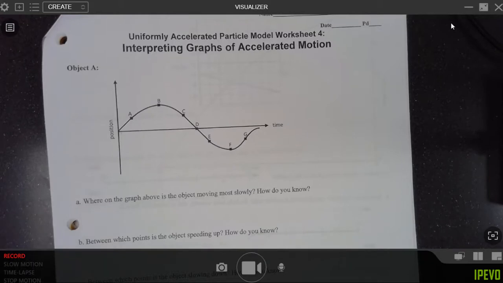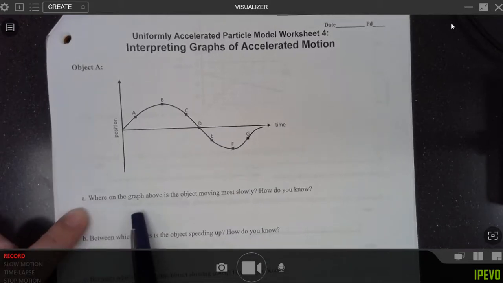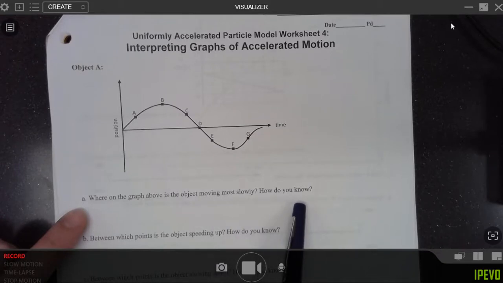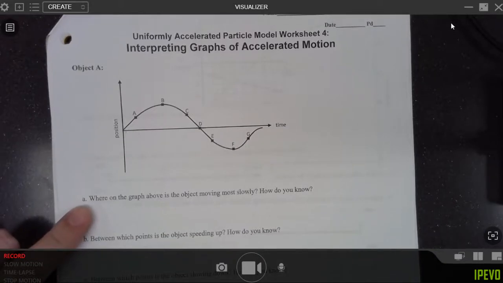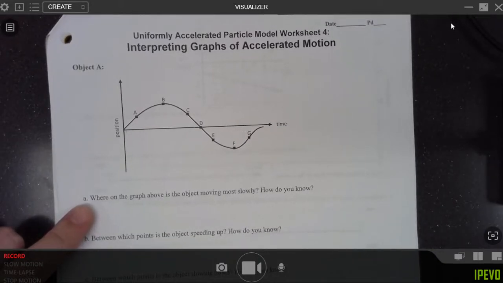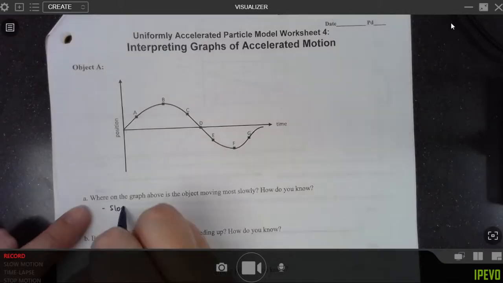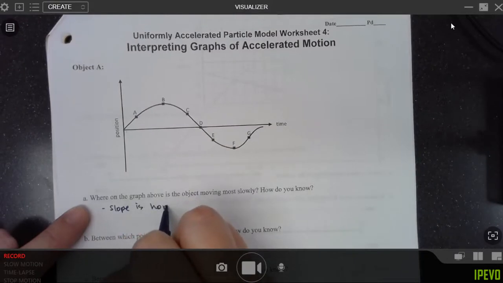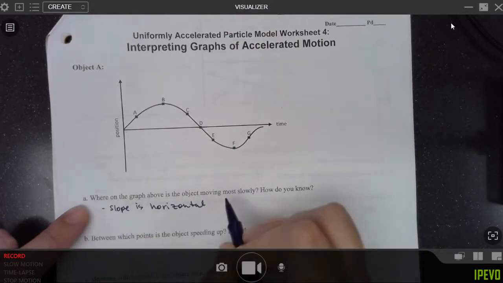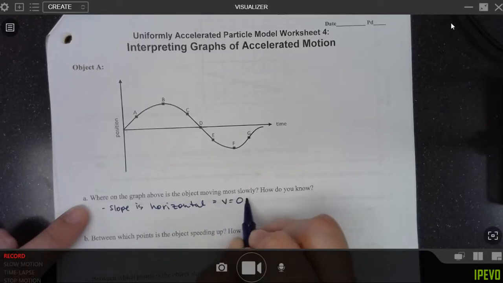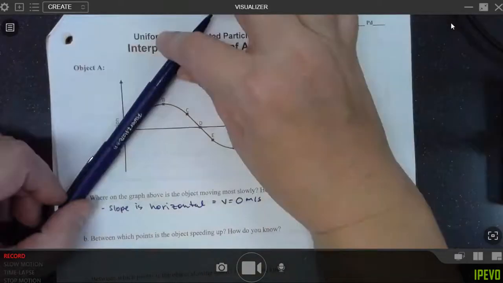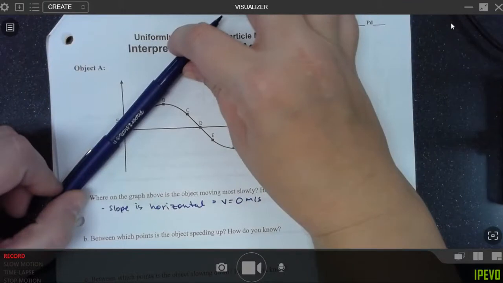Okay, so let's see. Where on the graph above is the object moving most slowly, and how do you know? So what we want to know here is where our velocity is 0, right? That would be our slowest. And the way that we could do that is we could find the locations where the slope of the line is horizontal. So where the slope is horizontal is where velocity equals 0 meters per second. So if we take our slopometer, the first place that it happens is B, and then the second place that it happens is F. So this should be B and F.